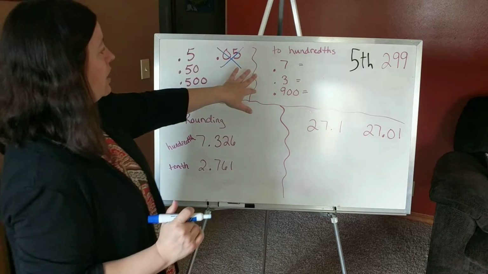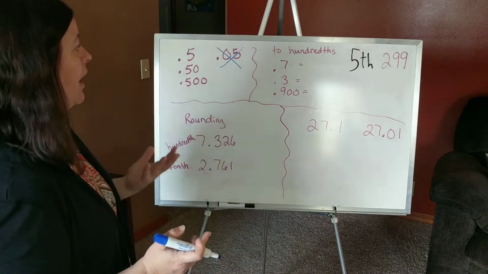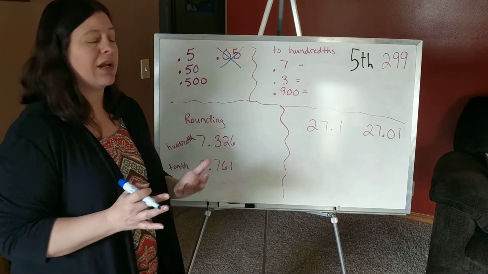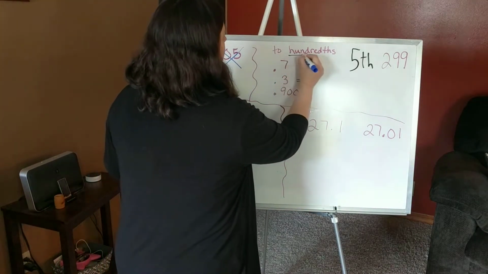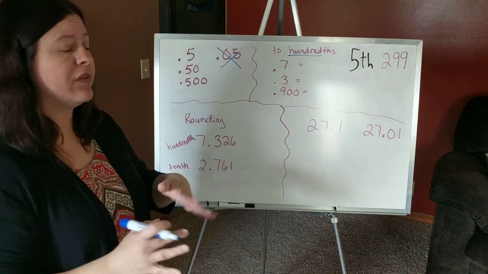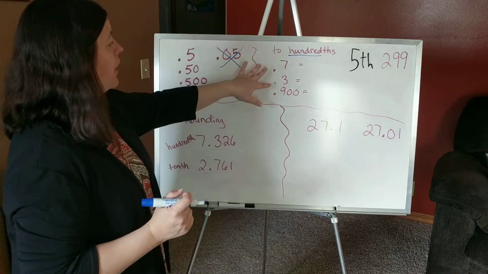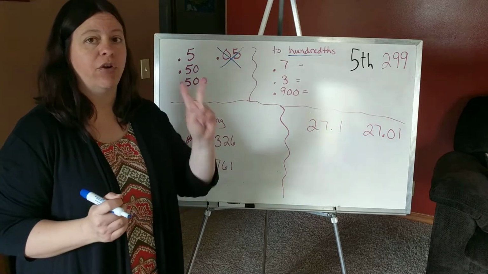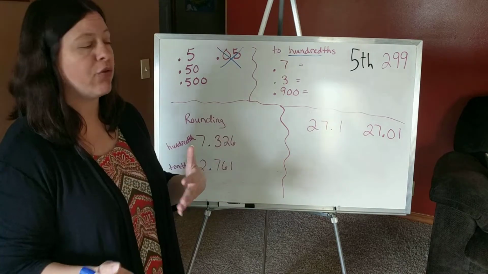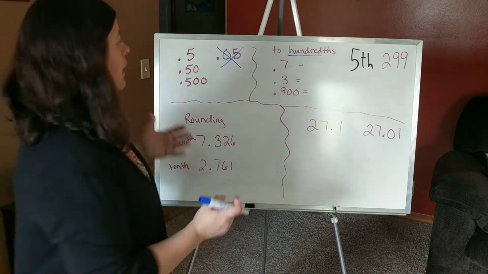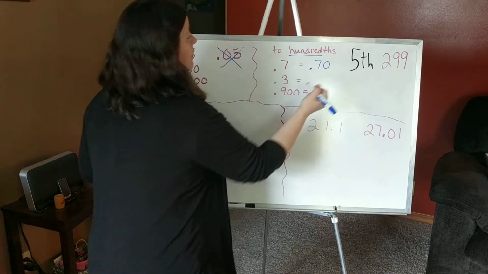Okay, on the next section here, it talks about changing these numbers to hundredths. So when you're changing a decimal to hundredths, you need to know that a hundredths has two spots behind the decimal. Just like the word hundred has two zeros in the number 100, hundredths has two spots behind the decimal. So what I want is for all of the numbers in this section to only have two numbers behind the decimal.